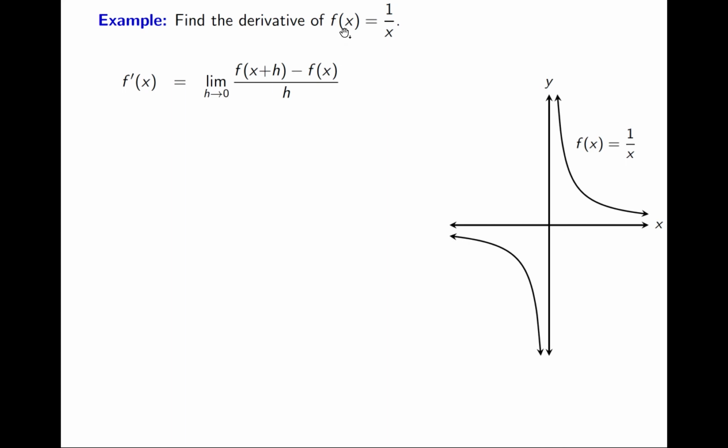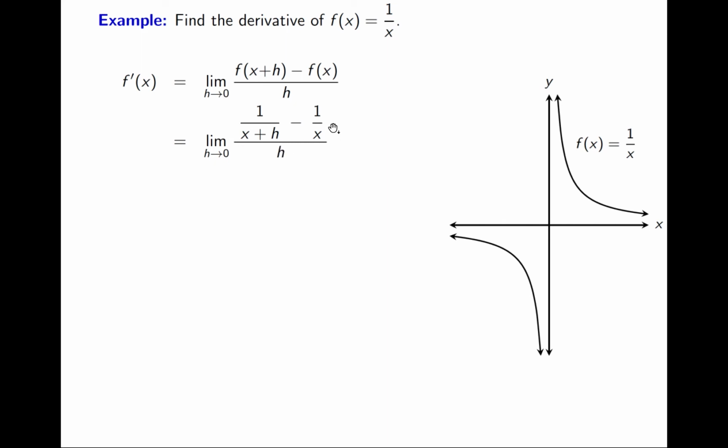Now our function f is the reciprocal function. Whatever you plug into f, you take its reciprocal. So this f of x plus h is 1 over x plus h, and the f of x is 1 over x. So we get the limit as h goes to 0 of 1 over x plus h minus 1 over x, divided by h. And again, in this limit, the h is turning into 0, so we're hoping to cancel it.